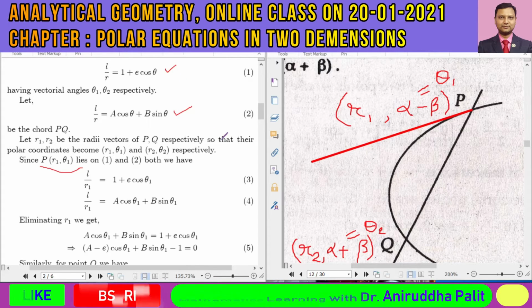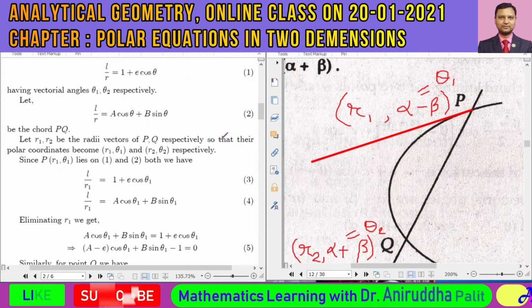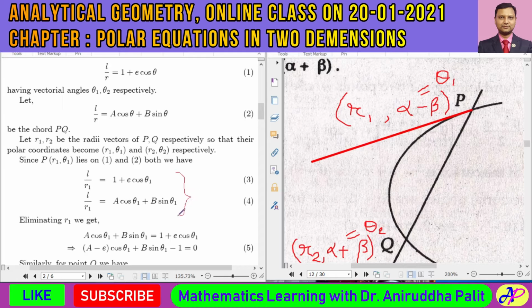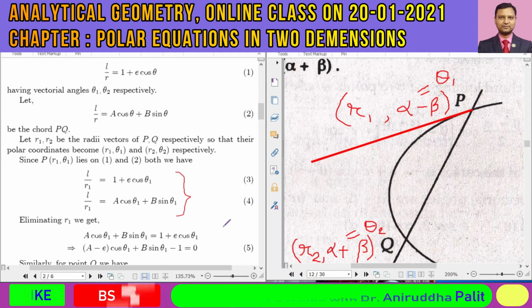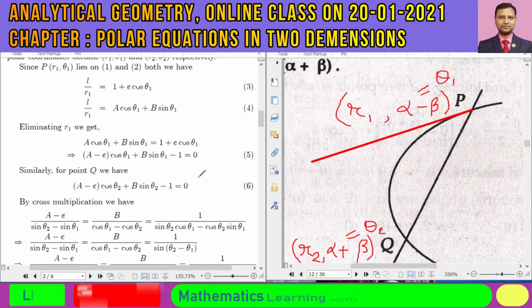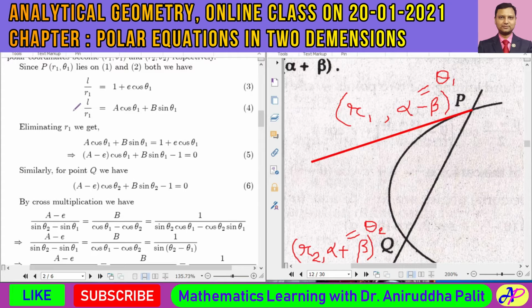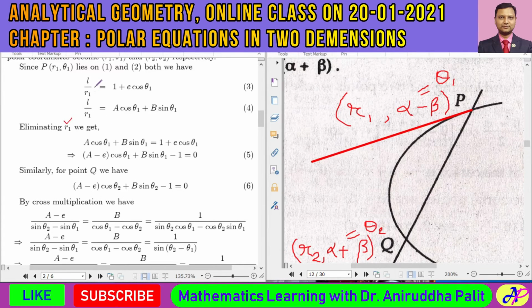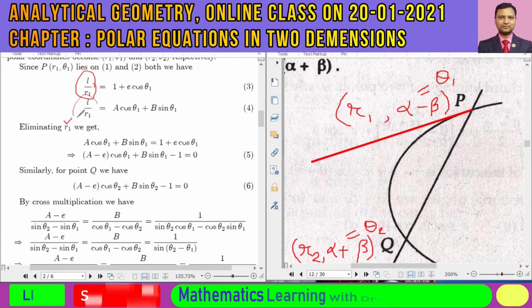Okay. And after putting r1 and theta 1 in place of r and theta in equation number 1 and 2, we get these two equations, equation number 3 and equation number 4. All right. Now from these two equations, we are trying to eliminate this r1, or in other words, we are trying to compare the left hand side of these two equations.